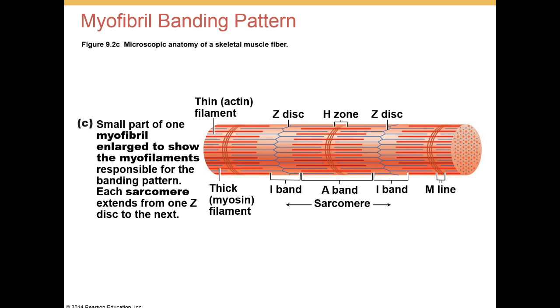In the center of the sarcomere, we have the H zone. That's the area where you only have thick filament, but you don't have thin filament. And down the very center of that H zone, in this diagram, you see three little lines right together. That's called the M line. Those are proteins that hold the thick filament together.